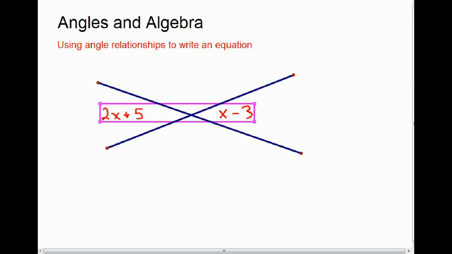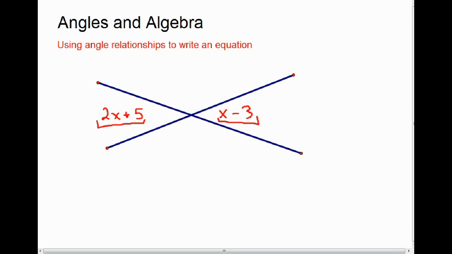So in our first example, we go back to the initial video where we talked about what angles were and angles on straight lines, as well as opposite angles and supplementary angles. So here you can see we have a pair of opposite angles. And as discussed in that first video, opposite angles are always the same. So what we're going to do here is we're going to use this angle relationship here to write an equation. So we can say that this angle is the same as this angle.